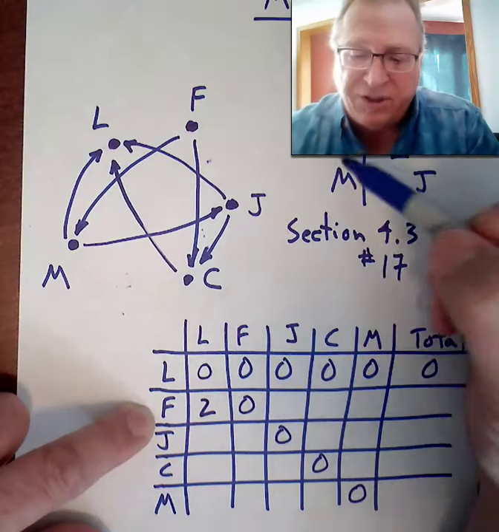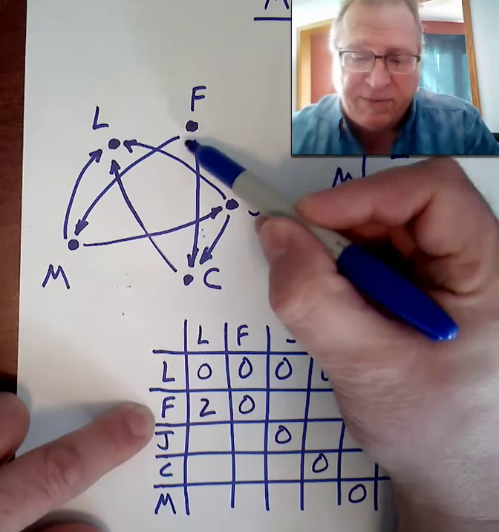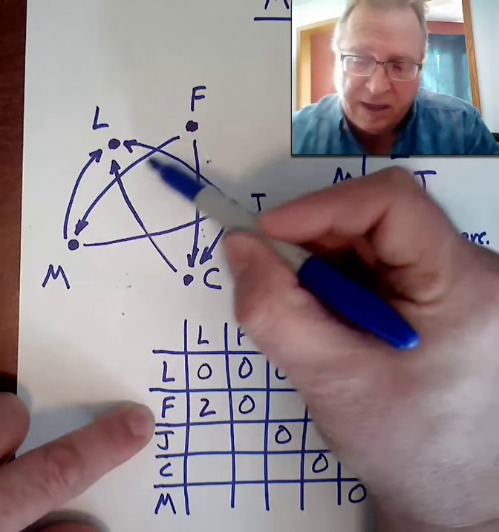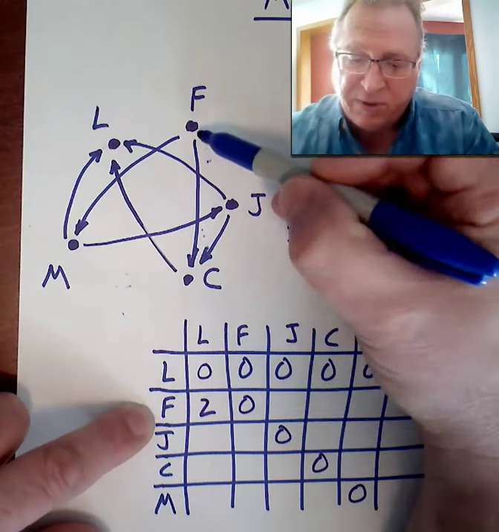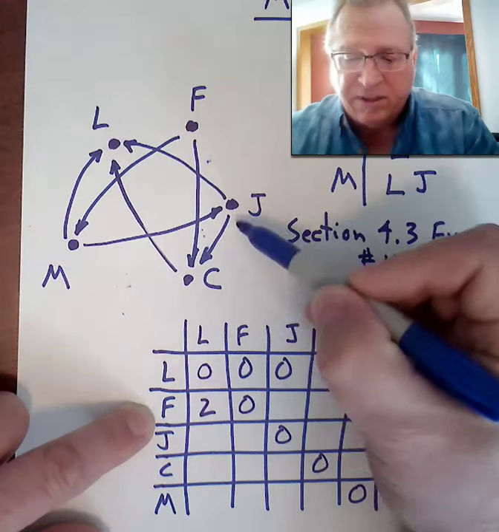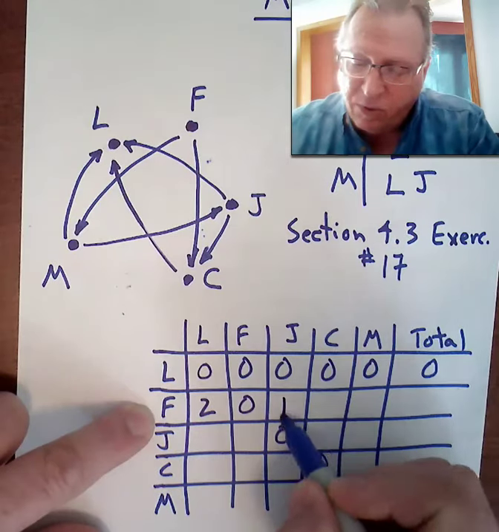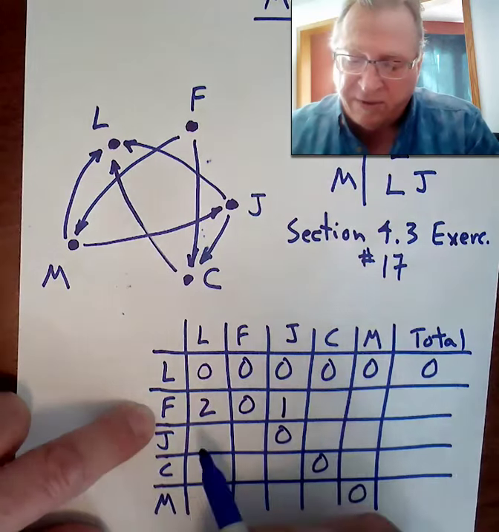How about F to J? Well, let's see. We follow those same paths. F goes to M, and then over to J. Yep, there's 1. How about this one? F goes to C. No, it does not go back to J. We only get 1 in that spot.